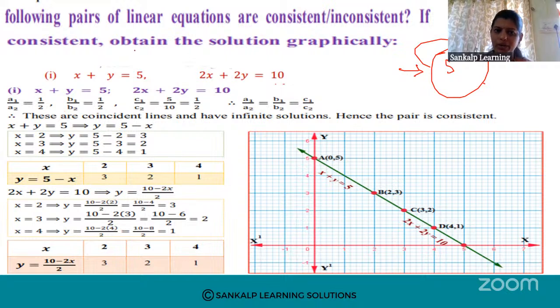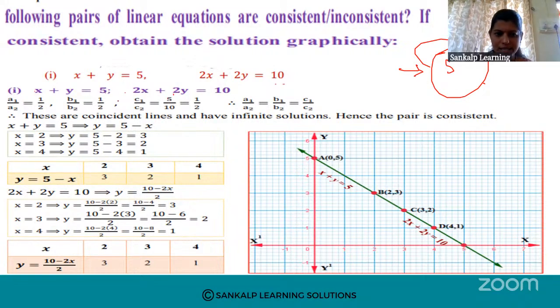So what they have given, first find out whether they are consistent or not. For that, what I will do, first compare the ratios. a1 divided by a2, that is 1 divided by 2, and b1 divided by b2, this is 1 divided by 2. c1 divided by c2, that is 5 divided by 2.